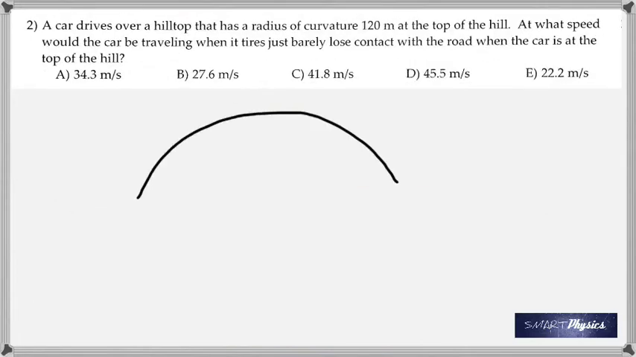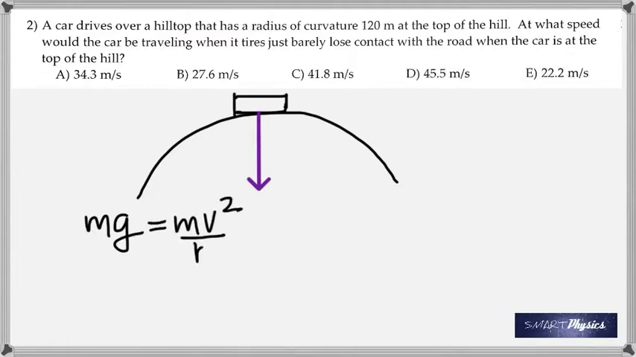Second question. A car drives over a hilltop that has a radius of curvature 120 meters at the top of the hill. At what speed would the car be traveling when its tires just barely lose contact with the road when the car is at the top of the hill? So the car is right at the top of the hill, and you know that the two forces acting there are, one, the weight acting vertically down, which is the centripetal force. Now, which is mv squared by r?